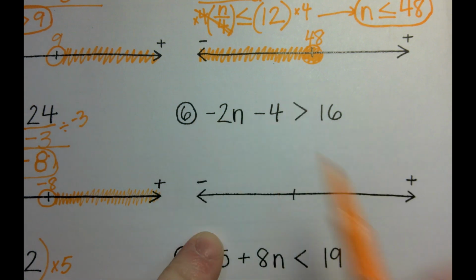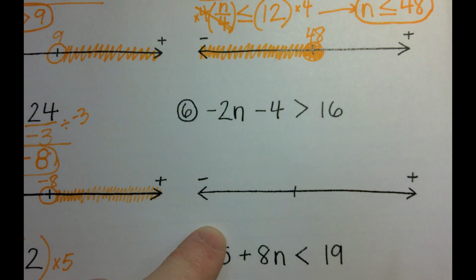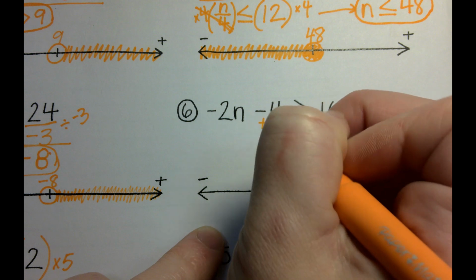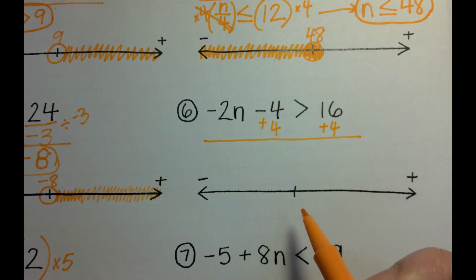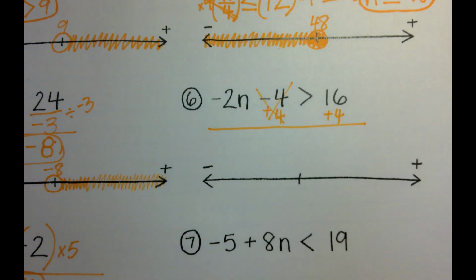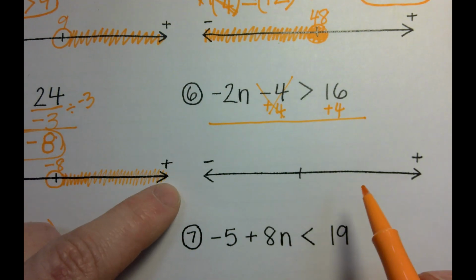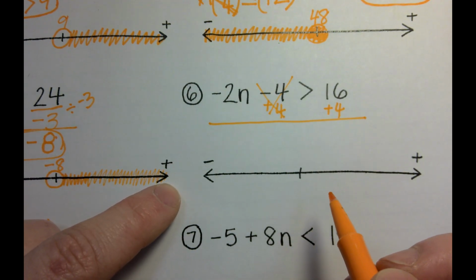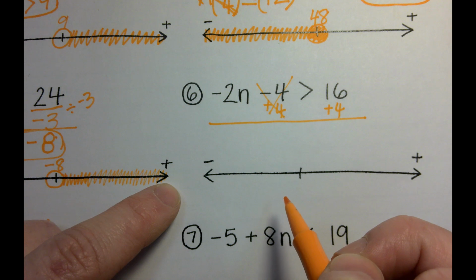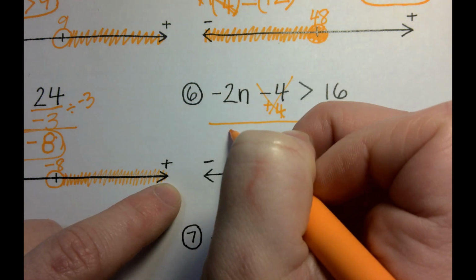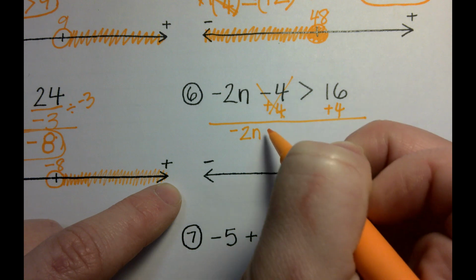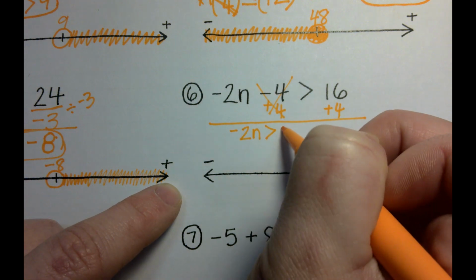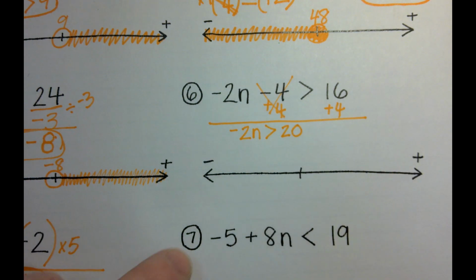So what do I do first? Add 4. Good. Okay, so the 4s will cancel. And what should I do next? Bring down your -2n is greater than 20. 16 plus 4 is 20.